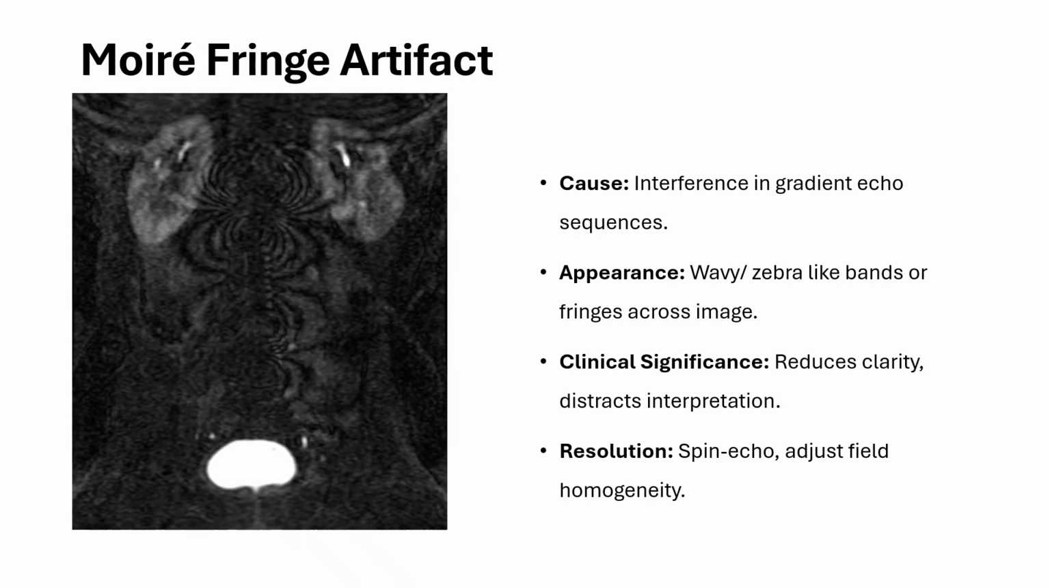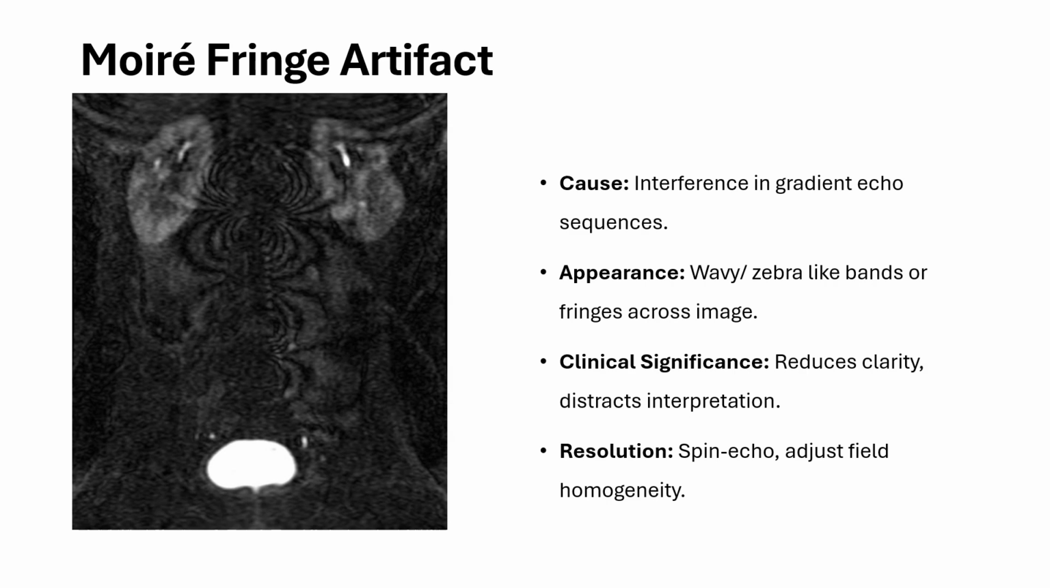Moiré fringe artifact occurs due to interference patterns when two sets of frequencies overlap, typically from gradient echo sequences with improper phase encoding, or when the body is off center in the magnet. So this is due to the interference in gradient echo sequences, and its appearance is wavy zebra-like bands or fringes across the images, as we can see in this image.